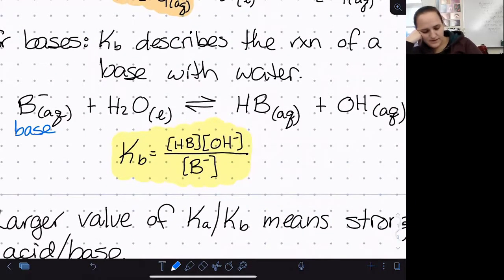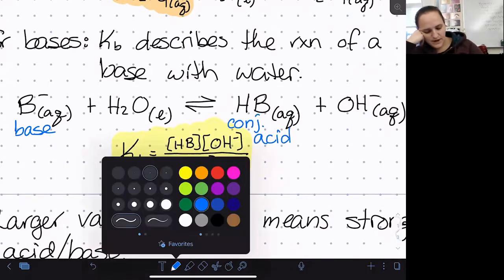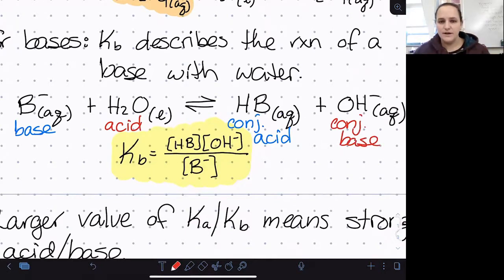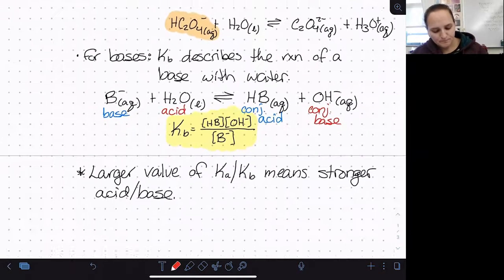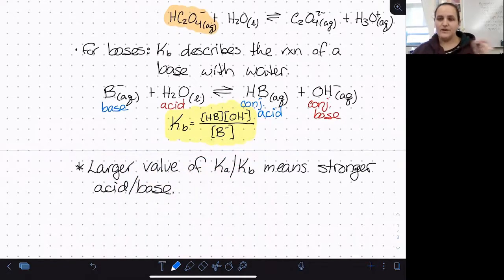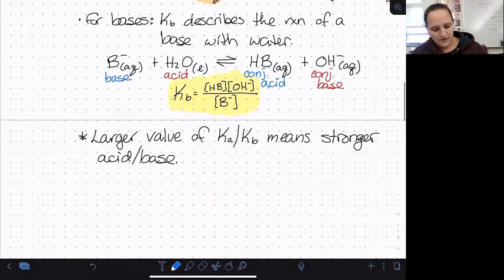We've got our base gaining a proton to become its conjugate acid, which means that water is functioning as an acid. And when it loses a proton, it becomes hydroxide, which is its conjugate base. So the relationship between a conjugate acid-base pair tells us something about the strength of those two things.